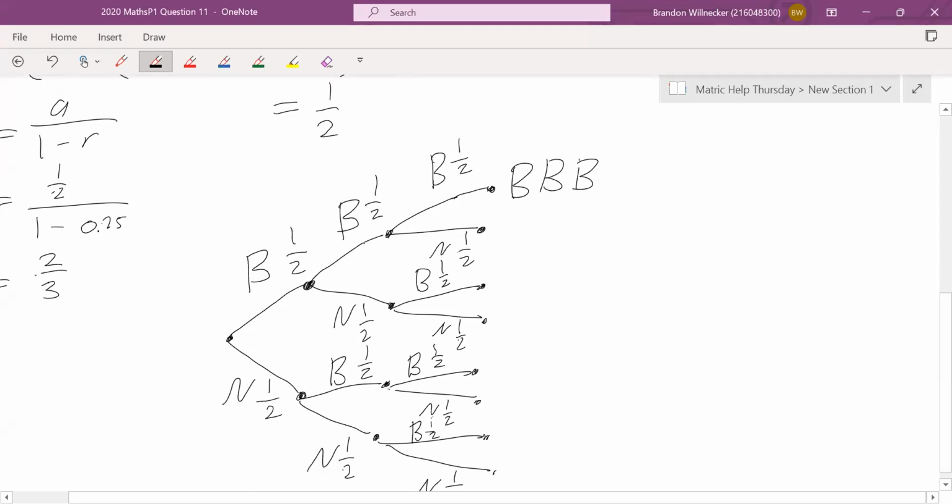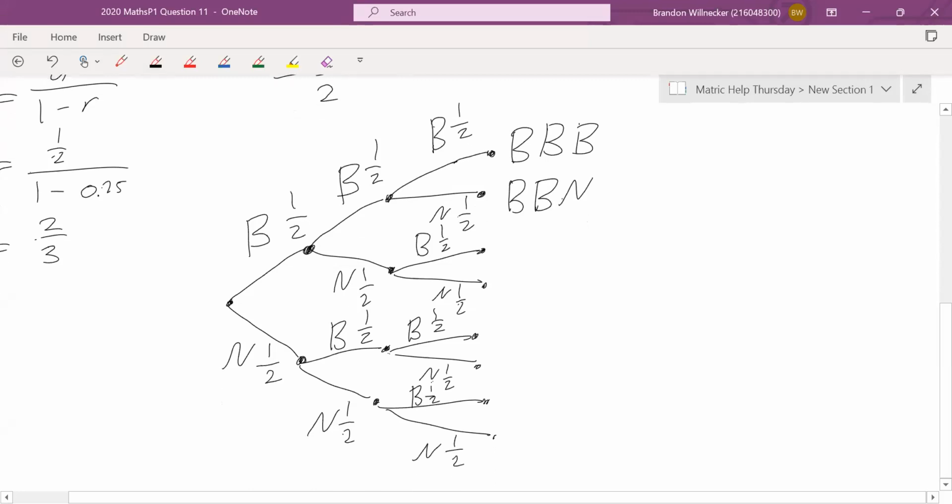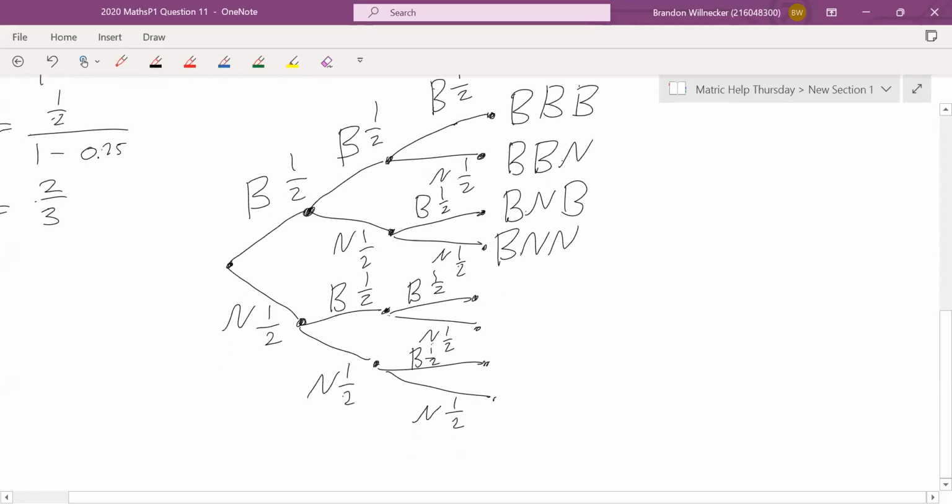Okay, so we have 2 bullseye and not a bullseye. Then the pattern continues. You just look at the branches and you can fill this in. So the next one will be B and B, B and N. Then we have NBB, NBN, NNB, and NNN.